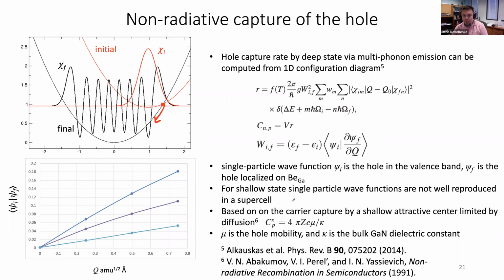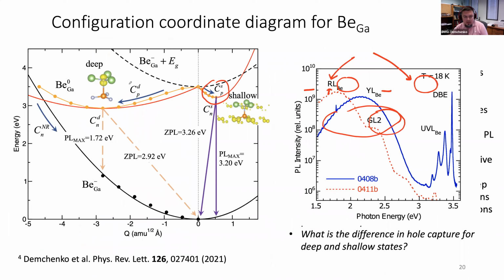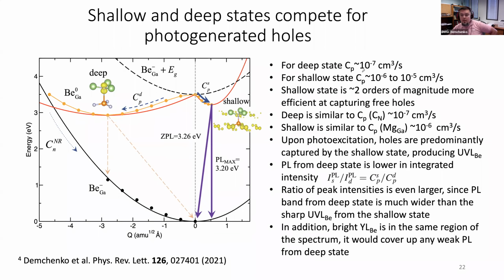So we do this for the deep state, and for the shallow state there's a different model we have to use because we don't really have a good wave function. It doesn't fit the supercell. But there is a way to calculate the capture coefficient by the shallow state and by the deep state and compare them to each other. For the deep state, I get a typical number for a typical acceptor in gallium nitride, about 10 to the minus 7 cm^3/s. So it's typical for carbon and magnesium. It's a reasonable number. For the shallow state, I get 10 to the minus 6, 10 to the minus 5. So that means the shallow state is about 2 orders of magnitude more efficient in capturing the hole. Out of 100 available holes, say 99 go to the shallow state and only 1 goes to the deep state, roughly speaking. And so that means UVL is very bright, and the polaronic band is very dim.